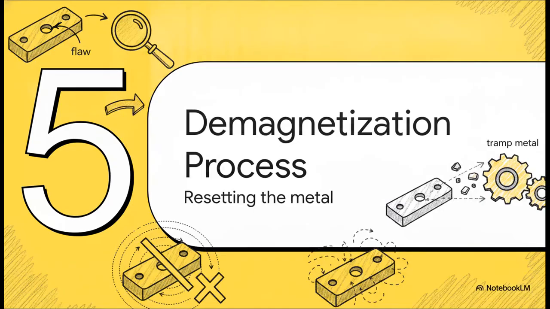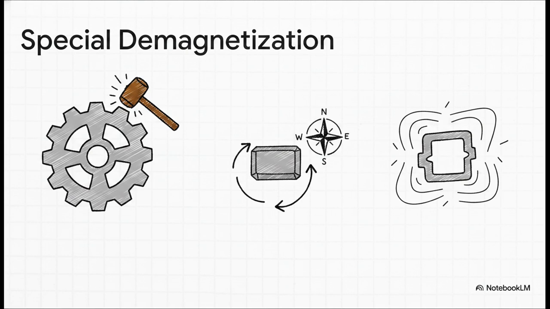Let's wrap up with Section 5, the demagnetization process, or resetting the metal. Okay, we found the flaw, but our job isn't quite done yet. This final exam domain covers the very last step, resetting the metals so the part can safely go back into service without attracting random tramp metal or messing up moving parts. Usually, we just pass the part through a reversing and stepping down AC coil and call it a day, but you need to know the exceptions.